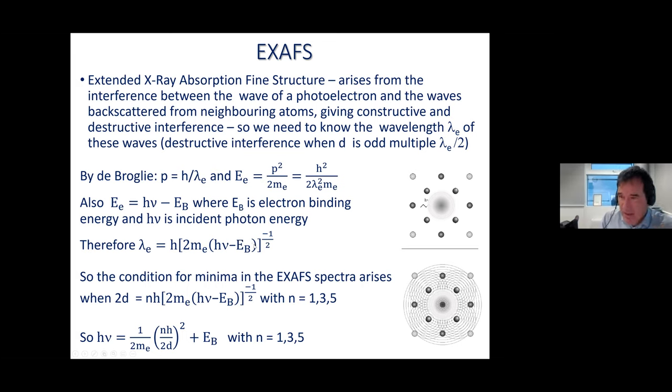And as we said, the condition for minima is that the separation between the two scattering sites, D, is an odd multiple of lambda over two, or that the separation D is 1, 3, or 5, etc., times lambda over two. So what we find is a condition for the minima in the XAFS spectrum in terms of the spacing between the centers of the circular wavelets for the photoionized electron. So this is the spacing between, in this case, the iron atoms, but of course it could apply to any atom.